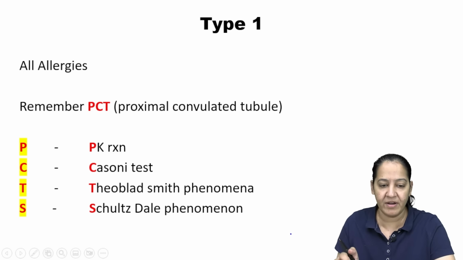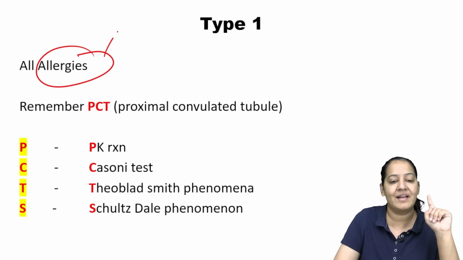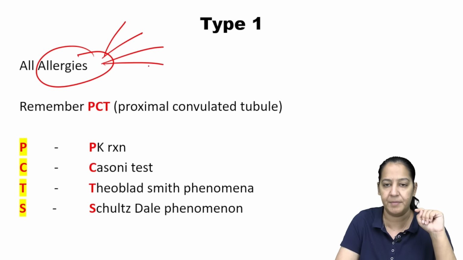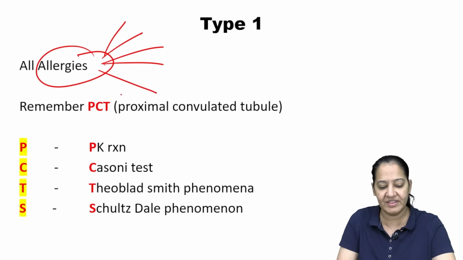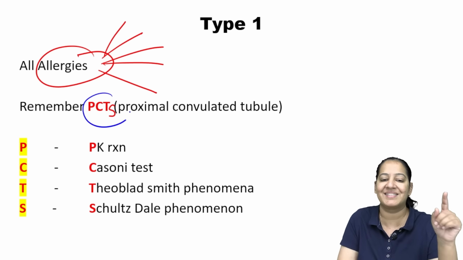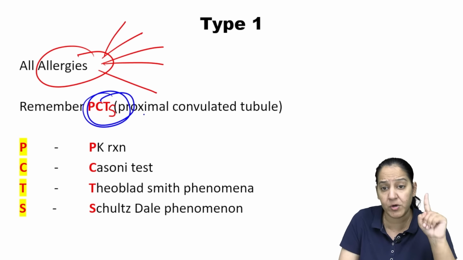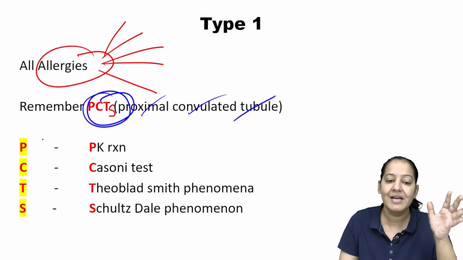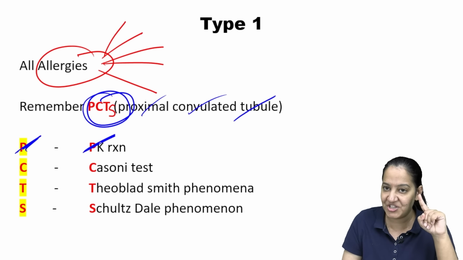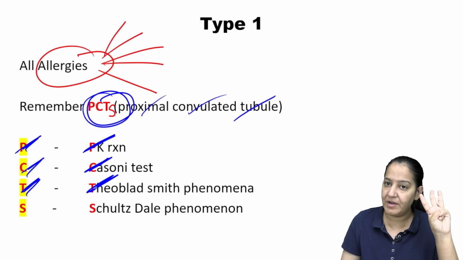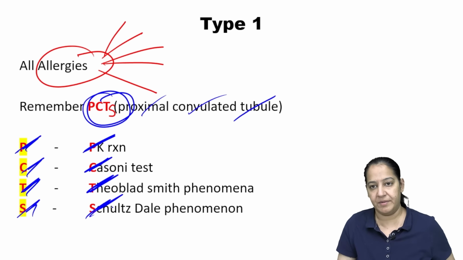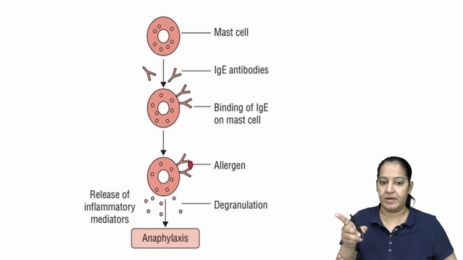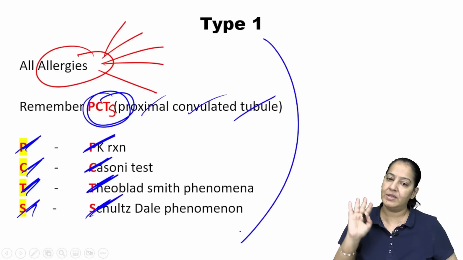Because type 1 includes all allergies like asthma, hay fever, urticaria, dermatitis, anaphylactic shock. Along with that, it contains PCTS. PCTS, what is, you can say proximal convoluted tubule, it's a mnemonic. So P stands for Putzner-Kutzner reaction, C stands for Cassoni test, T stands for Theobald-Smith phenomenon, and S stands for Schultz-Dale phenomenon. So these are the examples of type 1. You know the pathogenesis, you know the examples.